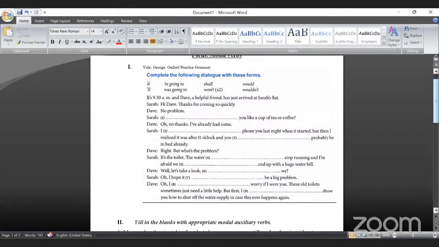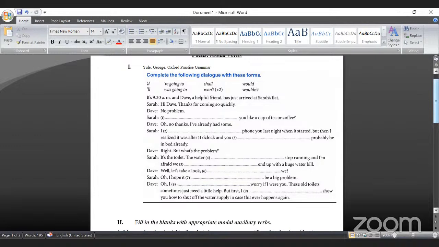I'll show you. So what is this? Is it willingness or intention? It is willingness. Intention is mostly about promise or certainty and all that. So "I'll show you" is more about willingness, acceptance. I'll show you how to shut off the water supply in case it ever happens.